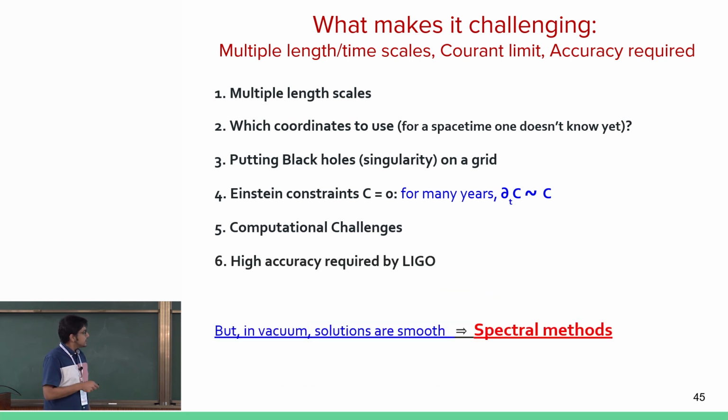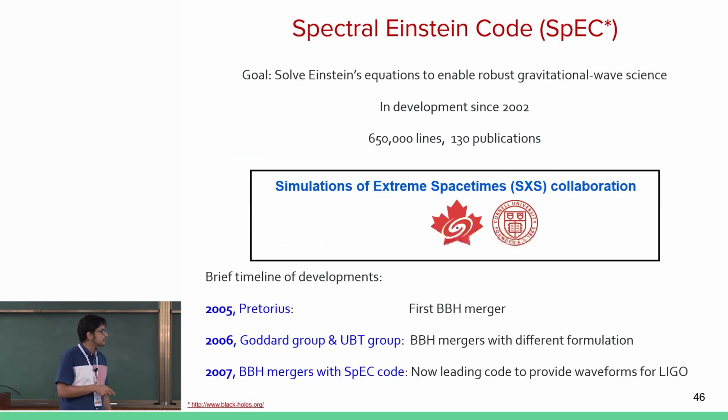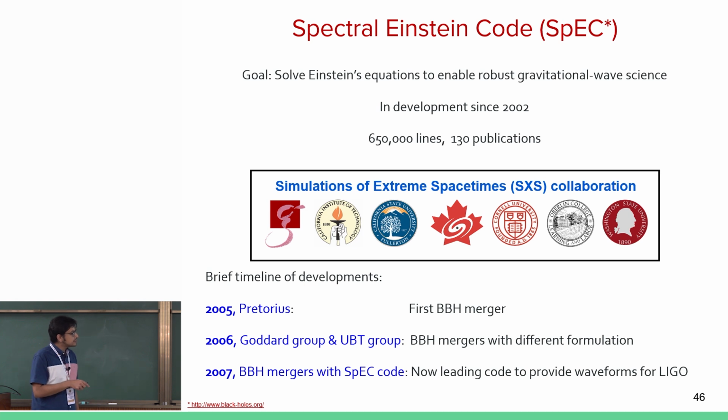Okay. So now some of these challenges can be alleviated when we are in vacuum, when the solutions are smooth, when we don't have, for example, fluids or stars colliding into each other, creating shocks and discontinuities. When we only have black holes, for example, solutions are smooth everywhere except at the singularities themselves. And for such systems, we can use spectral methods. So those are the methods used in the Spectral Einstein Code, which was developed by the Simulating eXtreme Spacetimes collaboration.